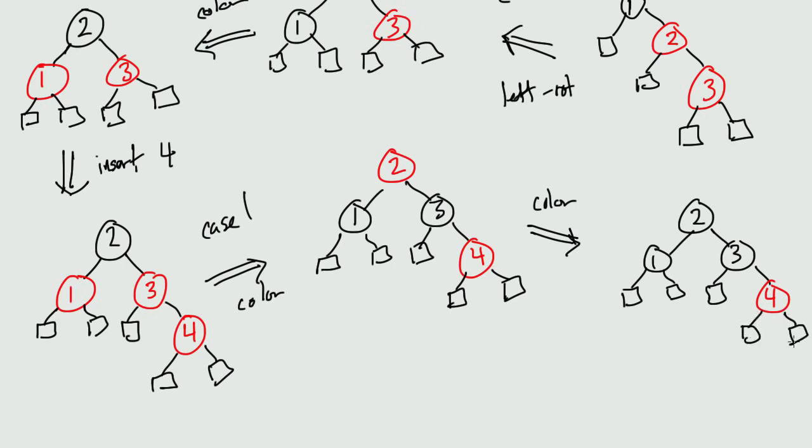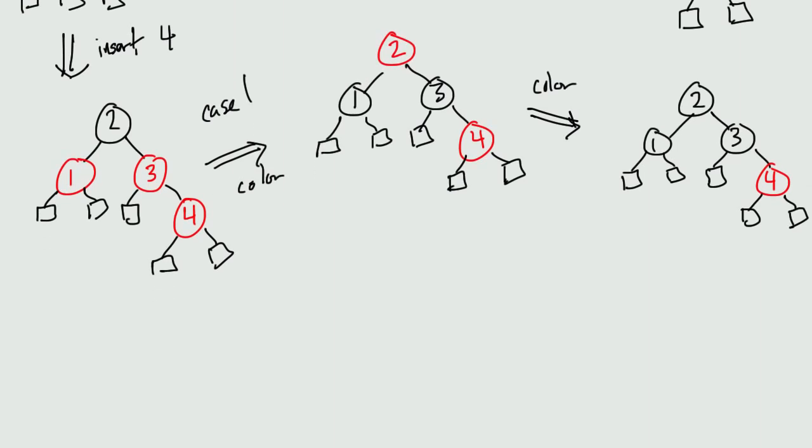Now let's just double check. Do we still have all the properties of a red-black tree? We've got a black height of 3 here, 3 here, 3 here, 3 all the way down, and 3 all the way down. So we're good. On to the next number.